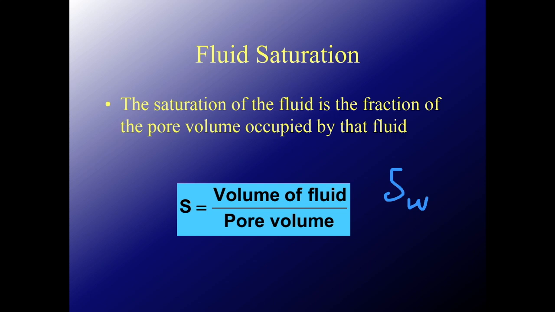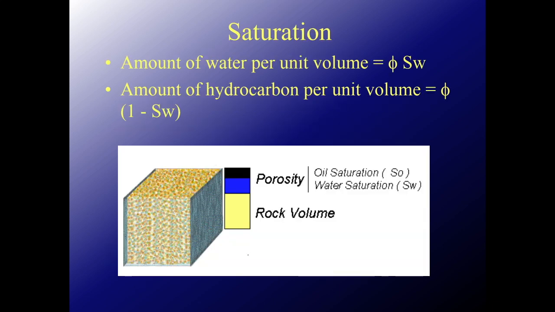And S_O refers to the oil saturation, volume of oil divided by pore volume. And what else? If we have gas also, we use S_G, all right? S_G refers to gas saturation and so on. So again, the definition of saturation is volume of fluid divided by volume of pore. The total volume. The total volume has what?